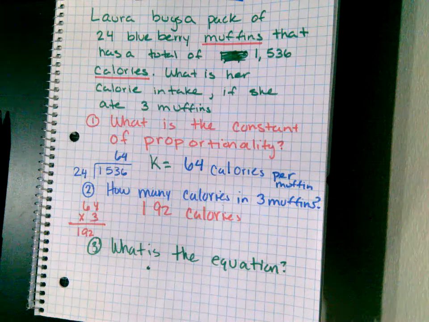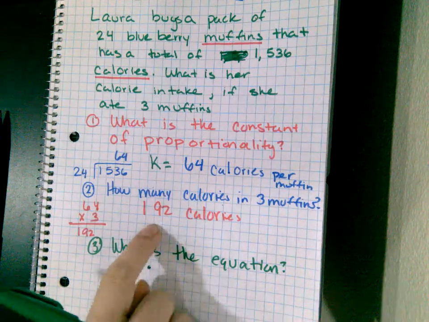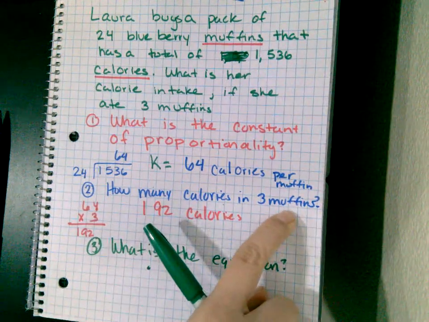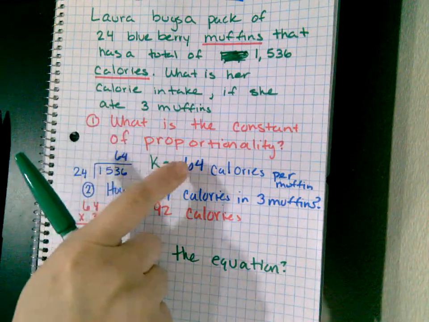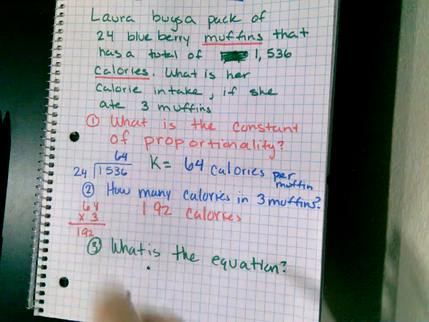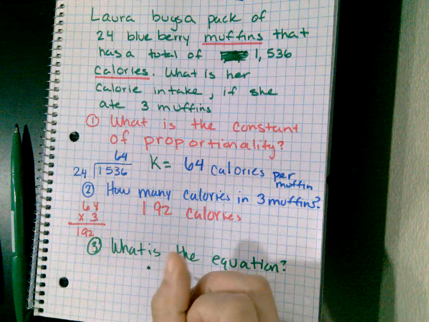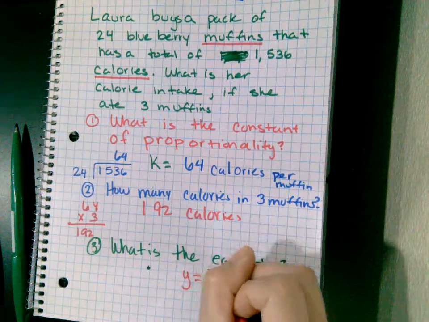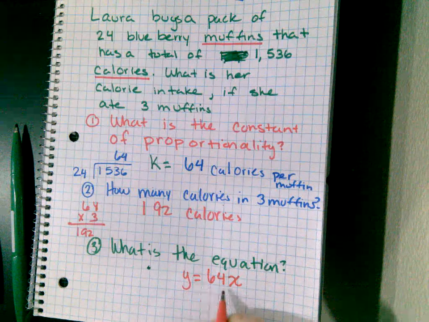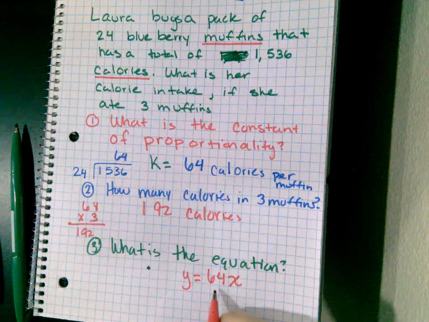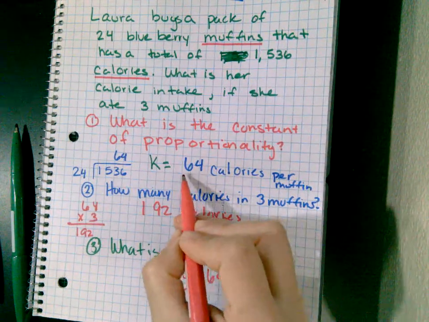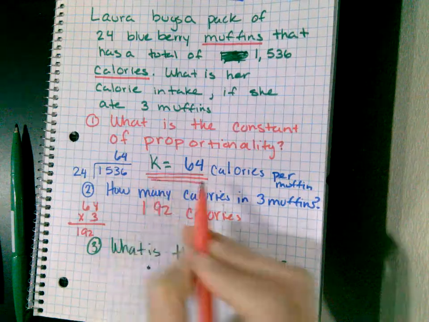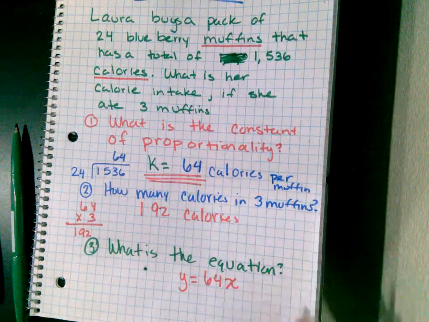We did this last Wednesday. Oh, gotta use the unit rate. The 192 is for 3 muffins. To write your equation, you have to use the magical number K. So our equation would be y equals 64x. Don't forget the x. Why 64? Because 64 is your unit rate. So we use this number to build our equation.